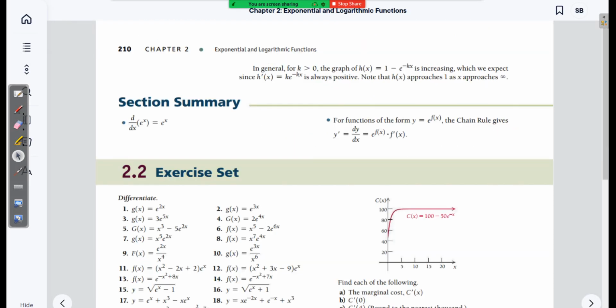Yeah, and then we'll hit the section summary, which is probably the smallest section summary that we've had. And that concludes today's lecture.